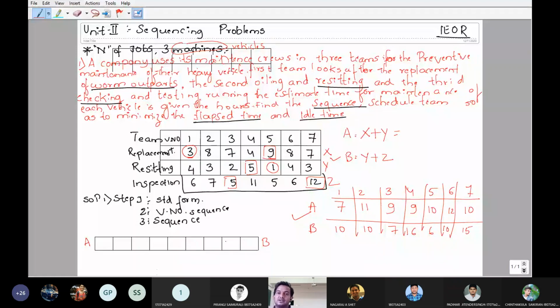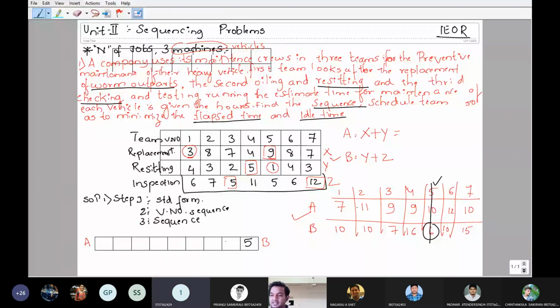Now students, are you able to see the right corner which I have written here? After doing A and B, tell me which one is the minimum time here? 7, 11, 9, 9, 10, 12, 10. 10, 10, 7, 16, 6, 10 and 15. Which one is the minimum? 6 is the minimum. So which number is it? The vehicle number is 5. We'll write it in the right corner. This part is completed. Now which one is the minimum number?